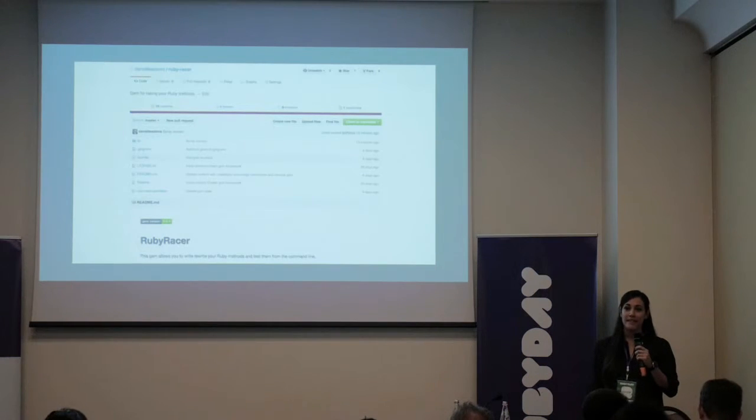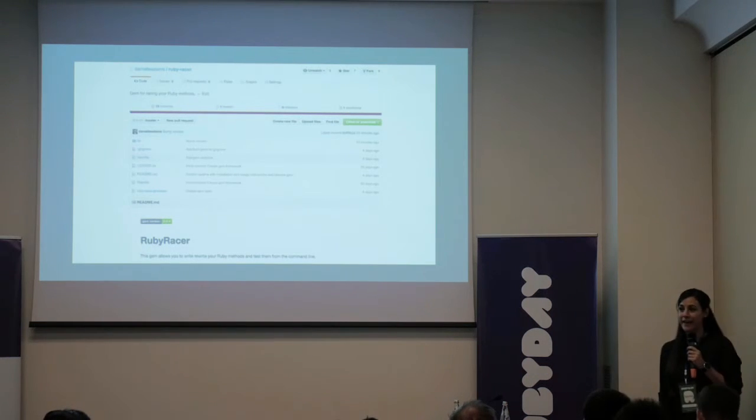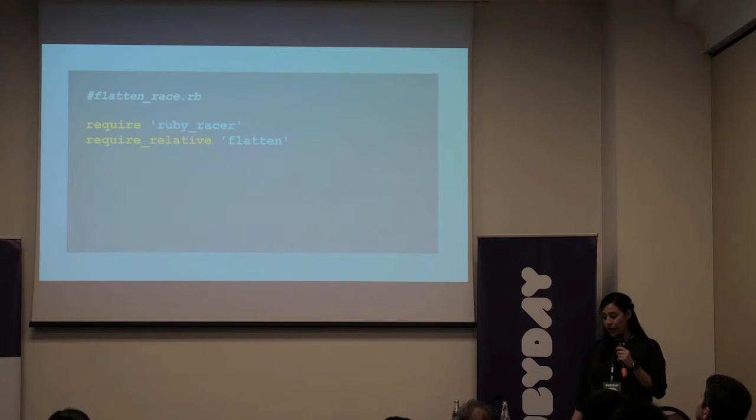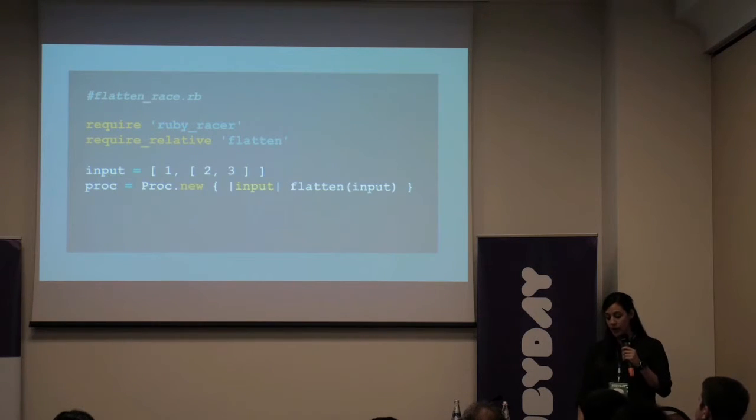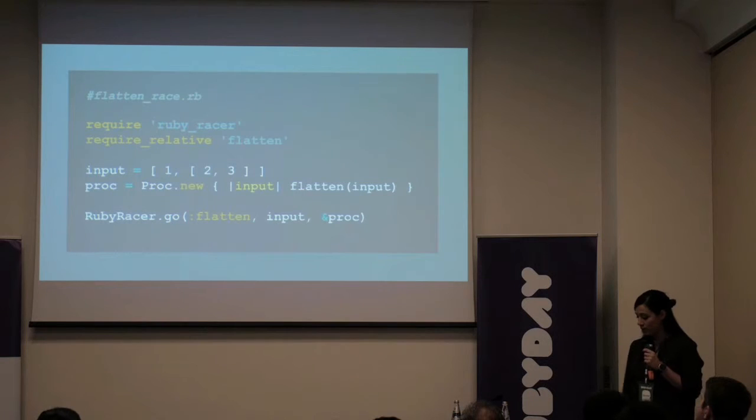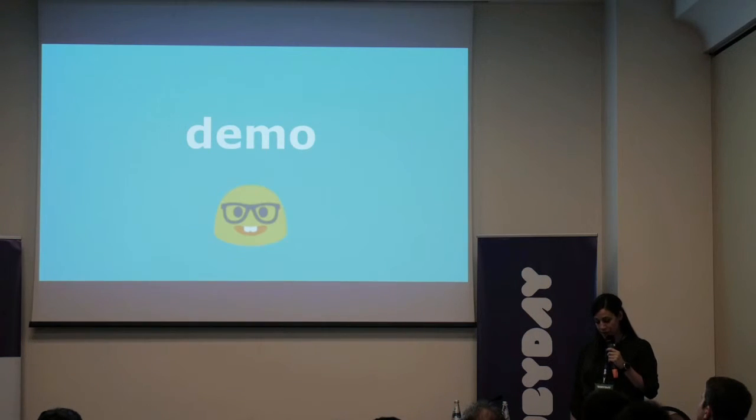It only works with arrays and enumerables, sorry. So if you can help me make it better and be compatible with other object types, feel free to make a pull request. How it works is you require the gem, you require the method that you've written, you define your own input, you pass your customized method into a proc, and then you run the method. So now we're going to do a demo.